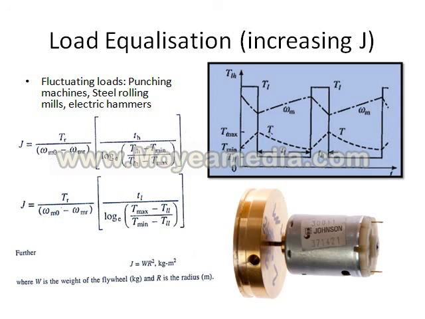The moment of inertia of the flywheel is given here both in terms of the high load period TH and the light load period TL. Accordingly, the required moment of inertia J is calculated. Finally, once J is obtained, the dimensions of the required flywheel to be mounted on the motor shaft are calculated using the relation J equals WR square, where W is the weight of the flywheel in kgs and R is the radius in meters.